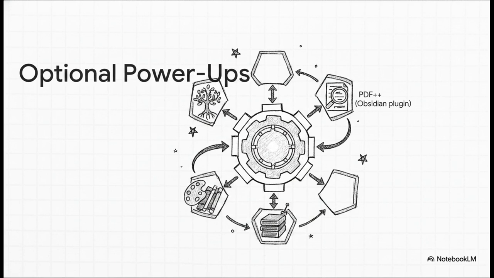Now, if you really want to scale things up, there are some awesome optional power-ups. You can add Git for version control, or Llama if you want to run models locally. If you're in academia, it perfectly supports Zotero paired with Better BibTeX, plus the PDF Plus Obsidian plugin. Oh, and for organizing and visualizing all that data, you can layer in DataView and Excalidraw. The whole system is basically designed to grow exactly as your own research needs grow.